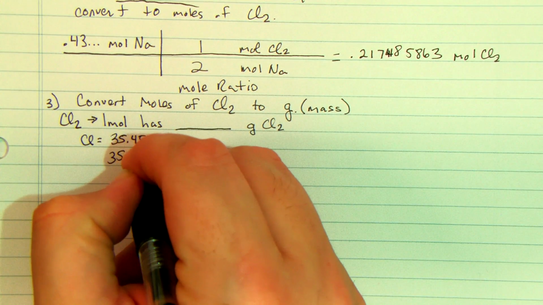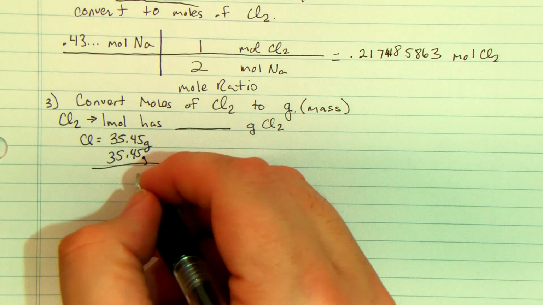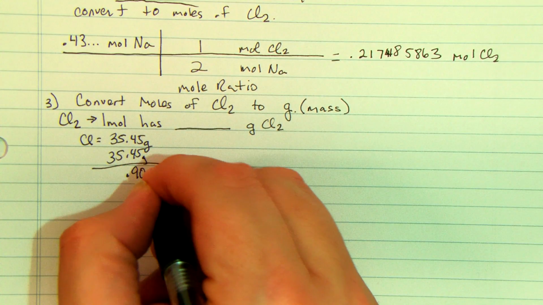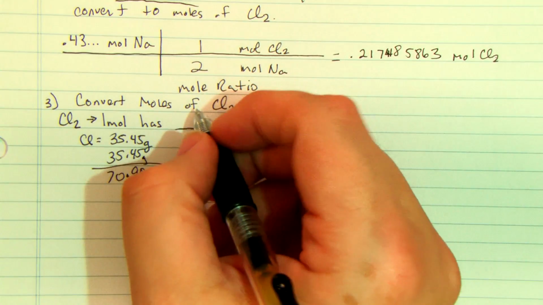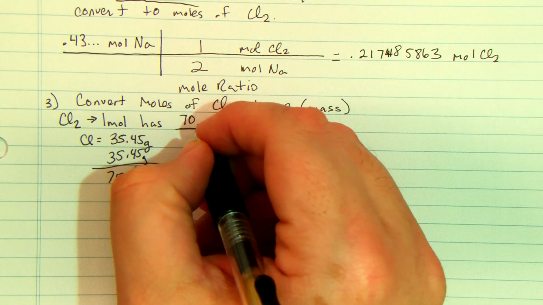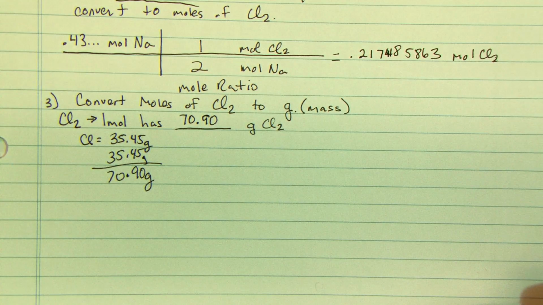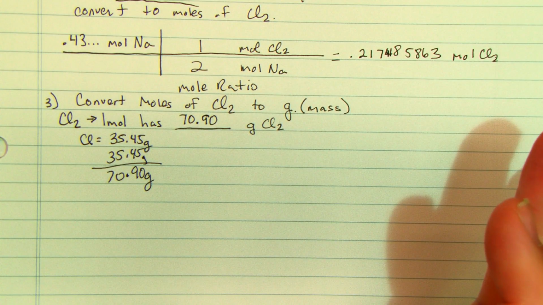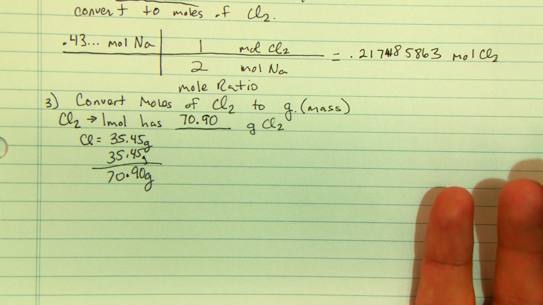I figure it's just easy enough to add. 45 and 45 is 90. And then 35 and 35 is 70. So 70.90. So 1 mole has 70.90 grams of Cl2. And that's what happens when you have your diatomic elements. You have to make sure that you have 2 of them because it's diatomic. Because in a reaction, there are always going to be 2 that form that diatomic molecule.